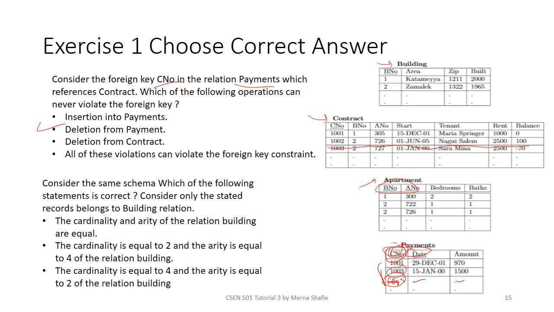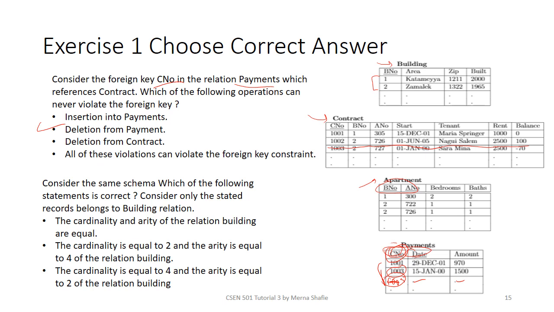The next exercise, consider the same schema. Which of the following statements is correct? Consider only the stated records belong to building relations. So we will consider as if only those two tuples are the ones, tuples or records. Records is another word for tuples. These are the only two records of this table. Consider only these statements. We want to see if the cardinality and the arity of the relation of building are equal, if the cardinality is equal to 2 and the arity is equal to 4, or if the cardinality is equal to 4 and the arity is equal to 2.